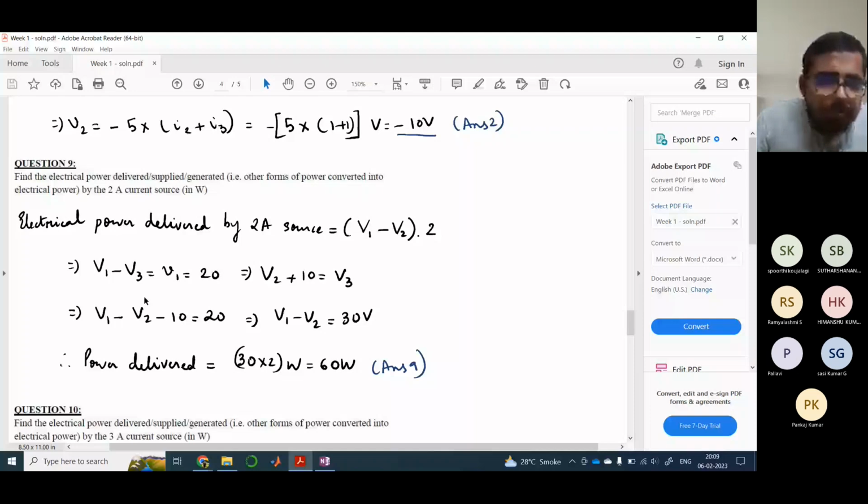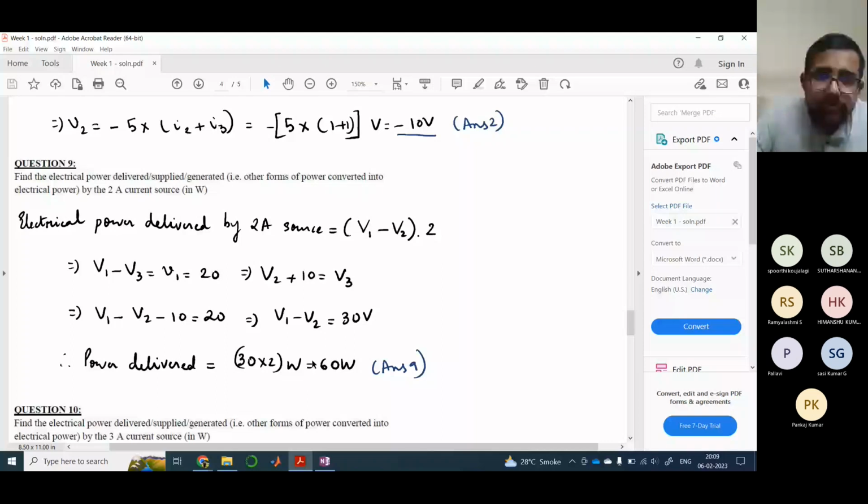So V1 minus V2 minus 10 equals 20, right? So therefore, my V1 minus V2 would be what? 30 volts, and I can just replace it here. So this would be nothing but 30 into 2, 60. So therefore, power delivered is 60 watts.